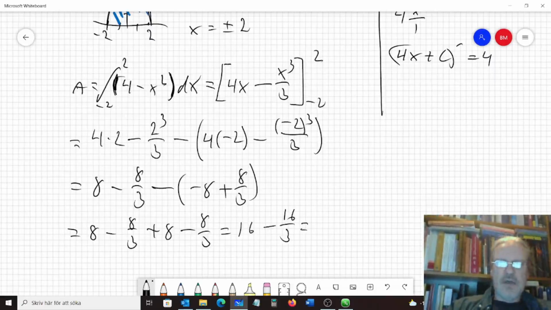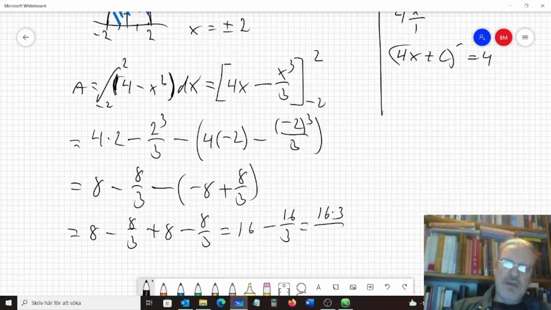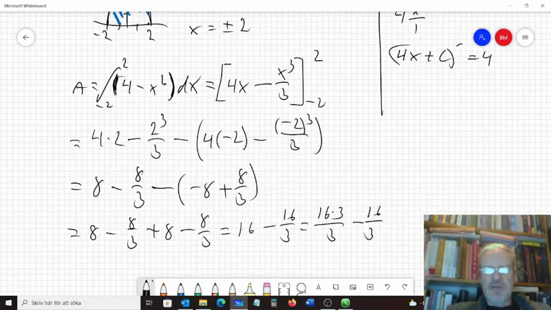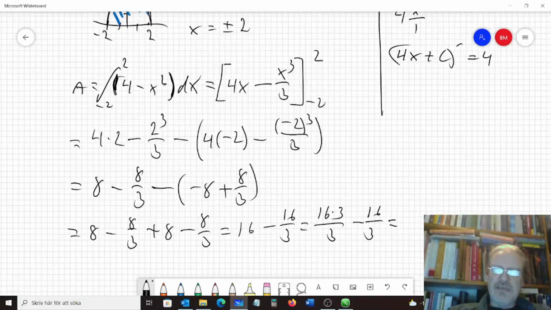Let's write that all as thirds. So we have 16 times 3 over 3 minus 16 over 3. And I often say this to my students: be smart and lazy. Lazy you are by nature, smart you have to add to the mix. Of course, we could have calculated 16 times 3, but here we immediately see that we take 16 times 3 minus 16, which is 16 times 2. So this will give us 16 times 2, which is 32 thirds.